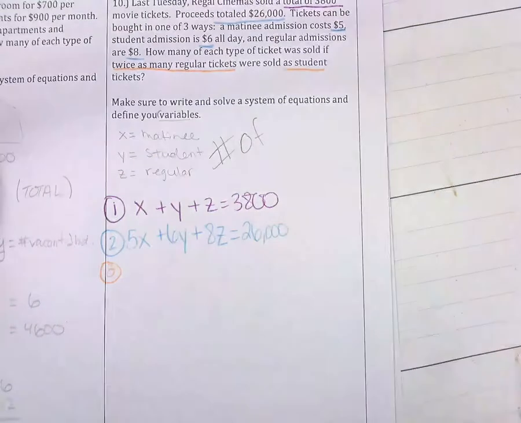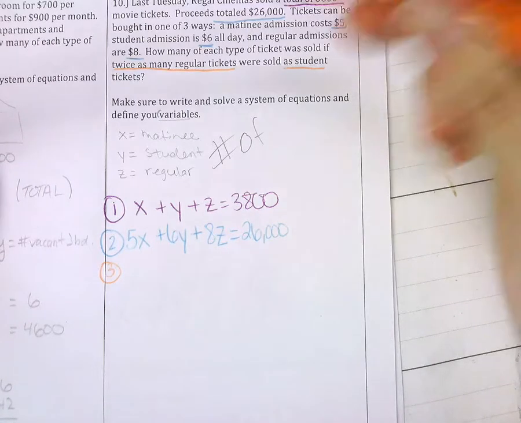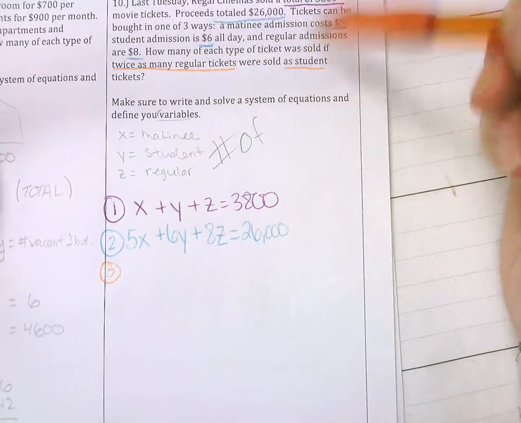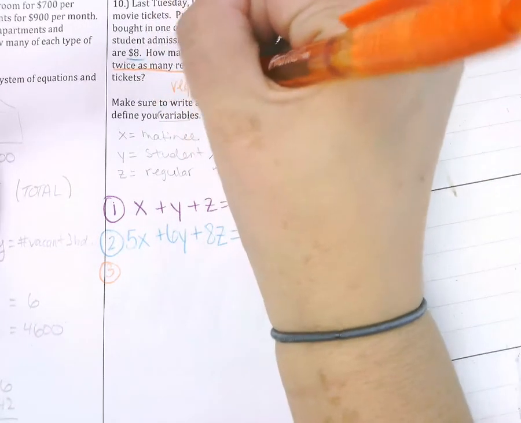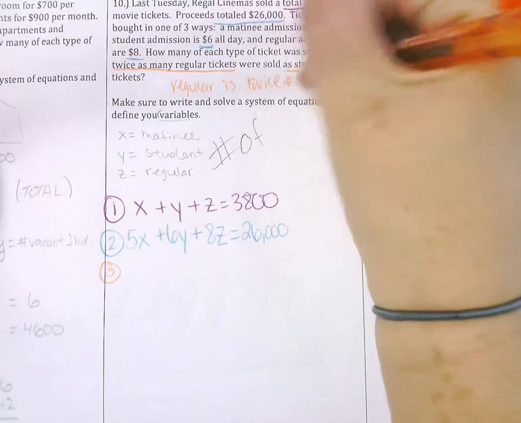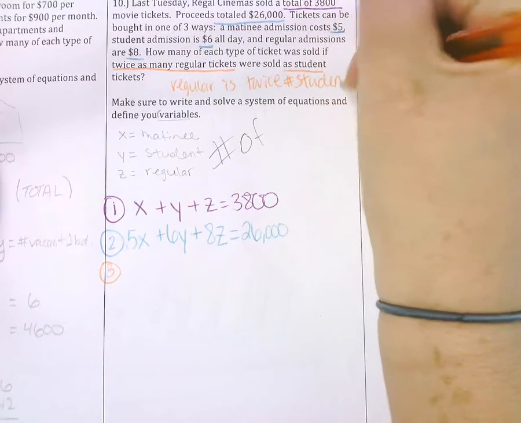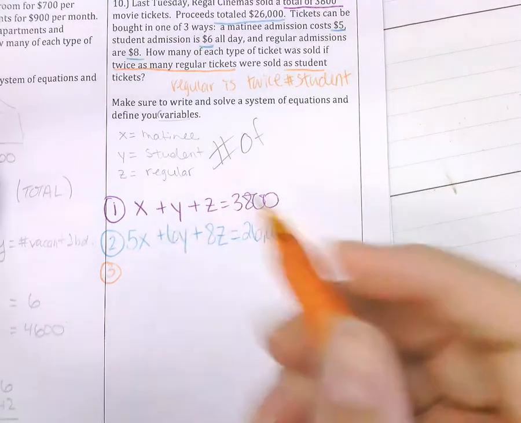Okay, now the last one's the one that everyone tends to mess up, so be careful. It says twice as many regular tickets were sold as student tickets. Another way to say this is regular is twice the number of students. So it's 2y equals z. Sorry, I forgot my variables.